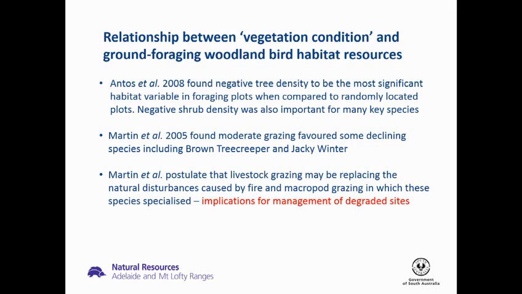They found things like negative tree density being the most significant habitat variable when they compared that to randomly located plots in the same patch. So these species are preferring to forage where there's broad inter-canopy spacing, where they can move around, access their prey, see predators, whatever it is that they like about that. Other authors include Possingham, in that second Martin paper, found in southwestern Queensland that moderate grazing levels favoured some of these species. So obviously it's not the grazing, it's the structure.